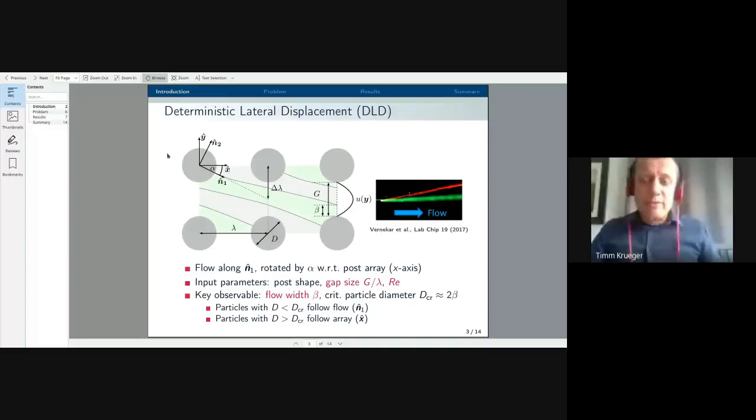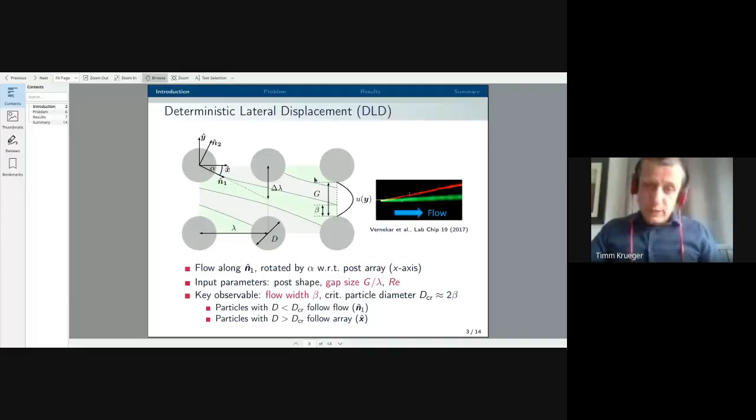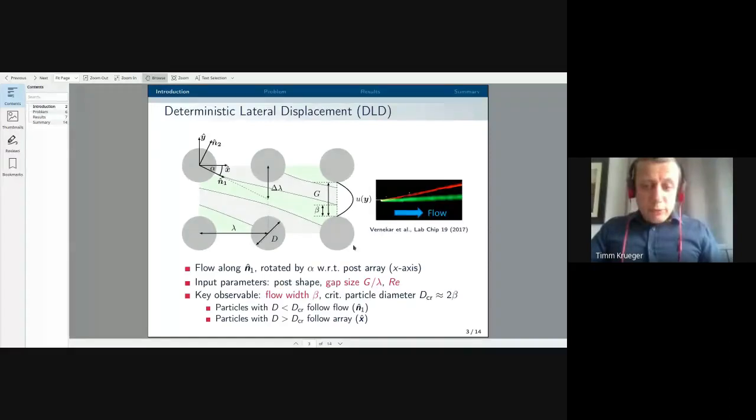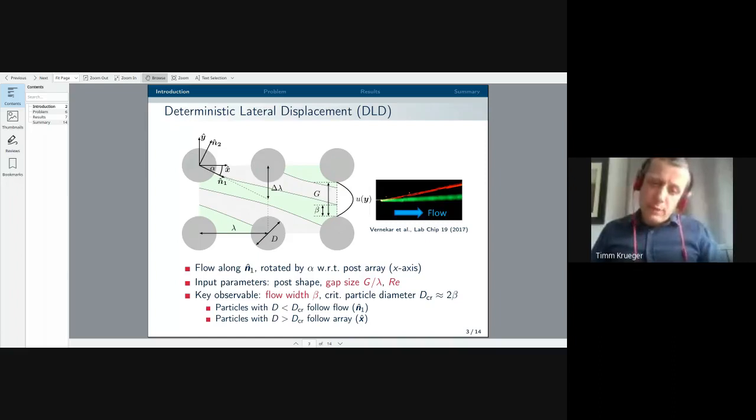Now, there are various design parameters, as you can imagine. You can have different post shapes. You can have different distances between the posts. You can have even different post arrangements. In this particular case, it's a square layout, as you can see. And of course, you can also operate the device differently. You can, for example, once you have the device, once it's fabricated, just increase the pressure drop to boost the Reynolds number. And that is particularly important for high throughput devices.